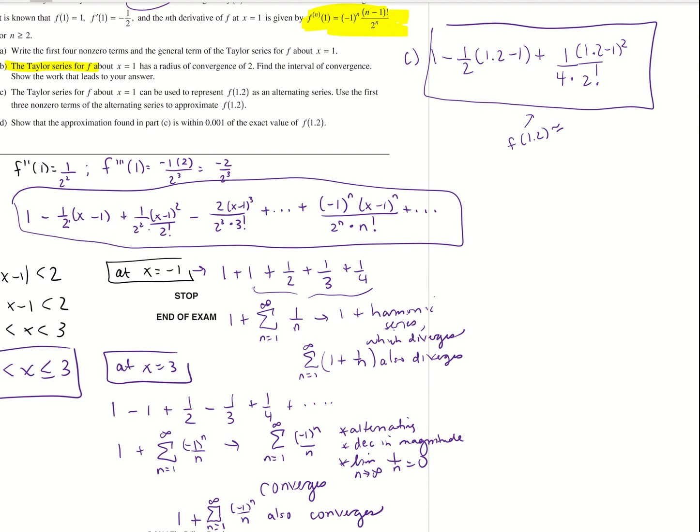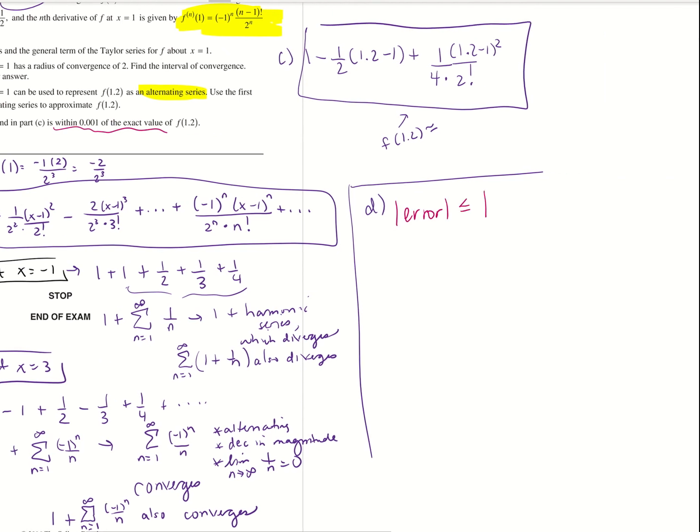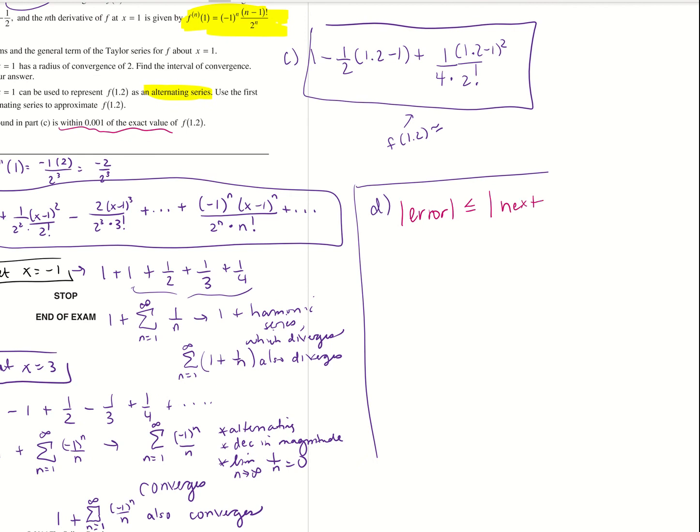Part D, we want to show that this approximation is within 0.001 of the exact value. In other words, we want to look at the error of this approximation. Now, they gave us a hint. They told us in part C that this is going to be an alternating series. So we're going to use the alternating series error bound, which basically just says the absolute value of the error is less than or equal to the absolute value of the next term. Specifically, the next term after my approximation, but I do want to evaluate this where x is 1.2.